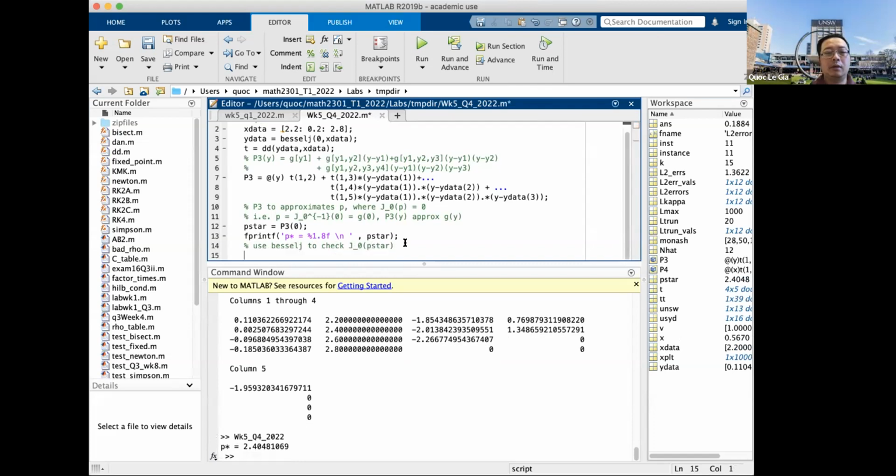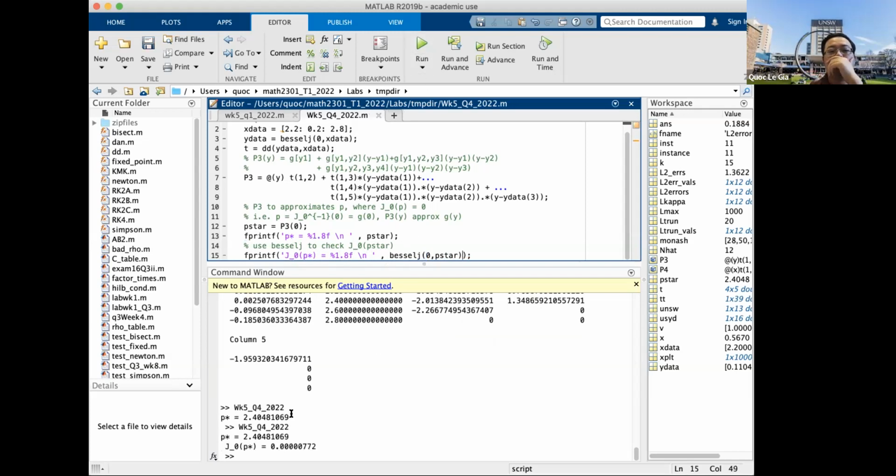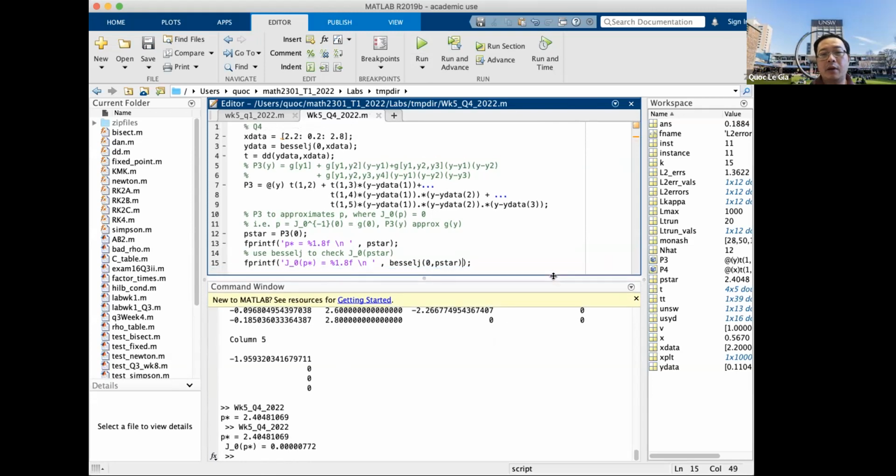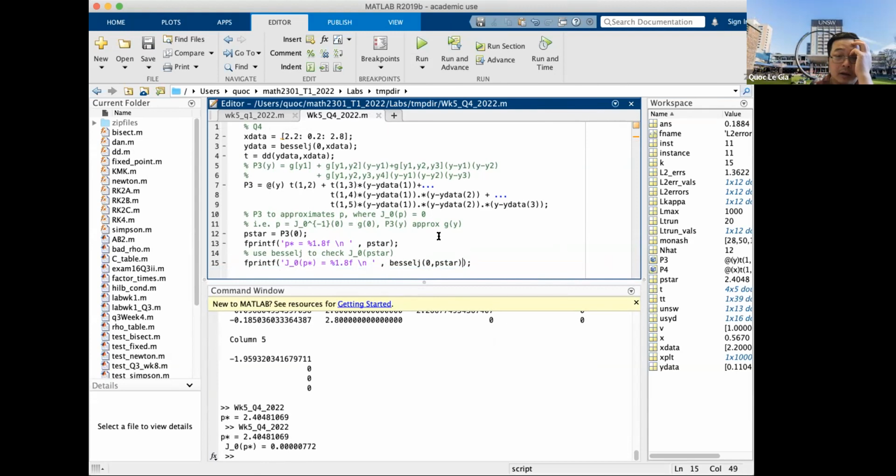So now you just print again, Bessel J zero of P star. You see J0 of P star is not exactly zero, but it's very close to zero. So P star is an approximation of the zero of the function.